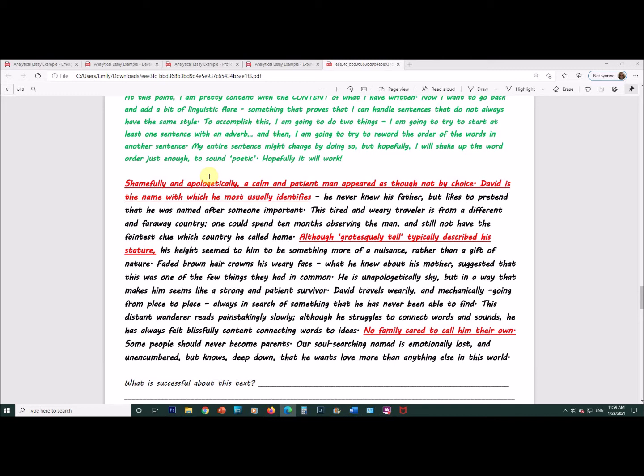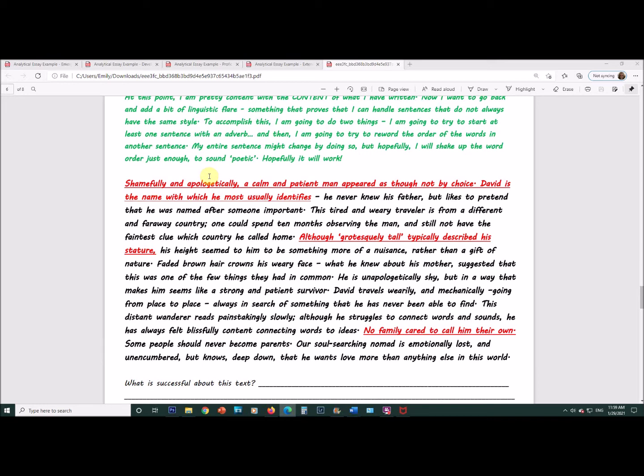He is unapologetically shy, but in a way that makes him seem like a strong and patient survivor. David travels wearily and mechanically, going from place to place, always in search of something that he has never been able to find. This distant wanderer reads painstakingly slowly. Although he struggles to connect words and sounds, he has always felt blissfully content connecting words to ideas. No family cared to call him their own. Some people should never become parents.